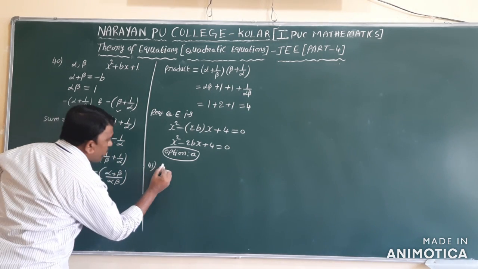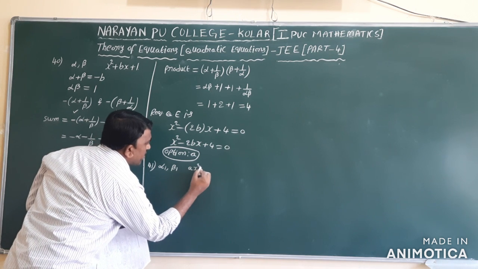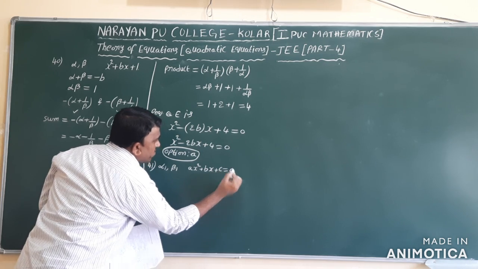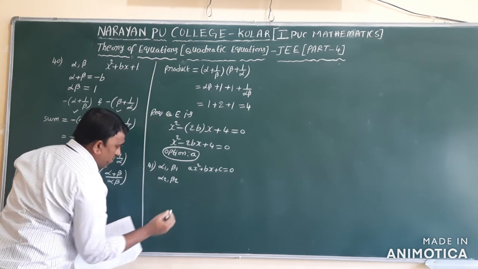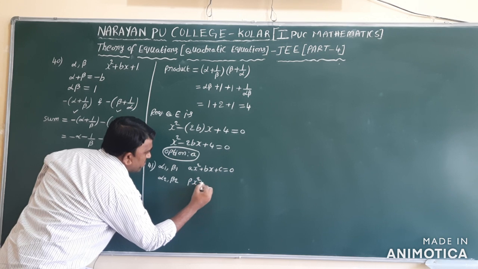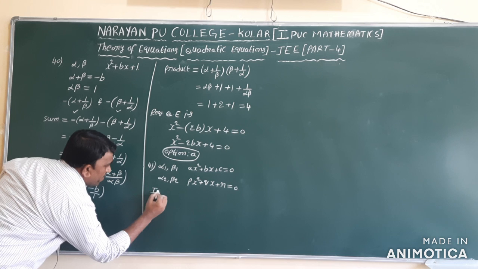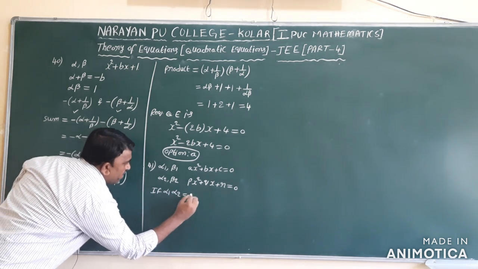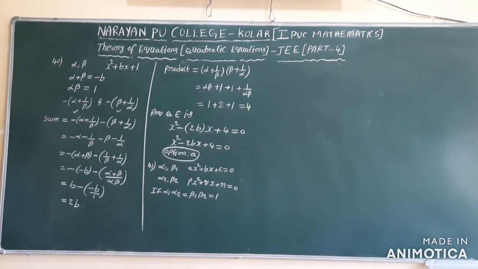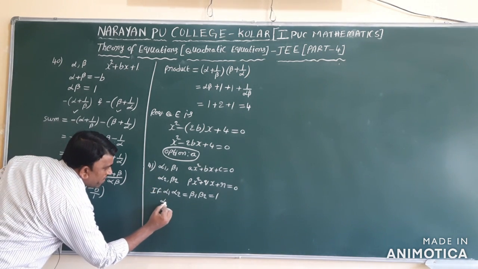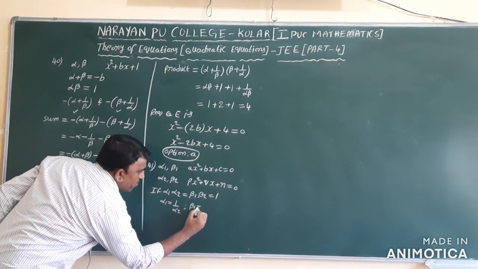41. Alpha 1 and beta 1 are roots of ax square plus bx plus c equal to 0 and alpha 2 and beta 2 are roots of px square plus qx plus r equal to 0. If alpha 1 alpha 2 equal to beta 1 beta 2 is equal to 1, then what is the condition of ABC and RPQ? So from this, what is alpha 1? We can write 1 by alpha 2. So from this, what is beta 1? 1 by beta 2.